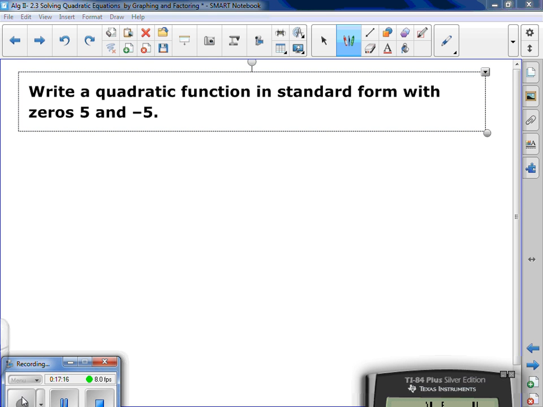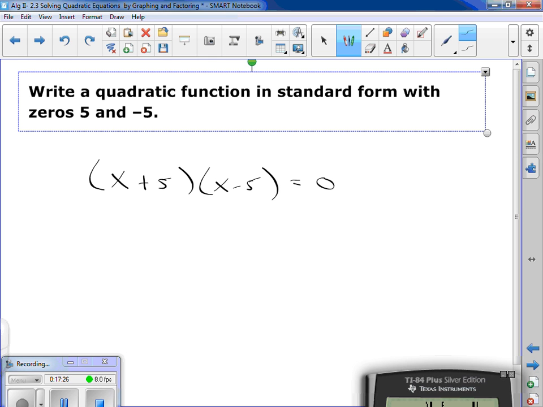Where I'm seeing everyone do this correctly is you know that this is 5 and negative 5. So you did x plus 5, x minus 5. Good. You understood the first step. Then I think everyone distributed correctly. X times x, x squared. X times negative 5, negative 5x. 5 times x, 5x.